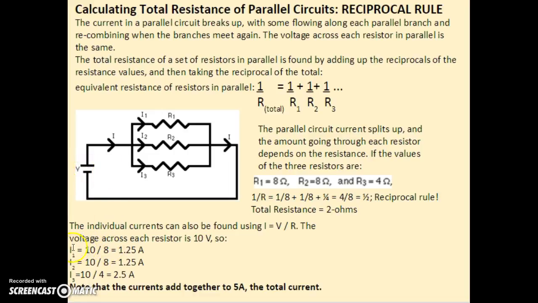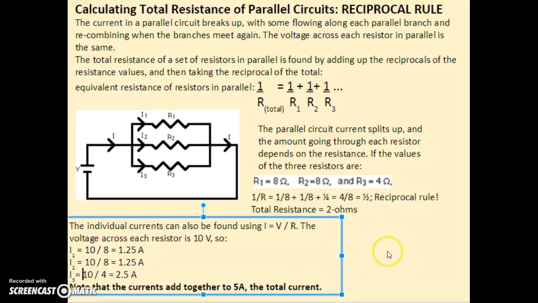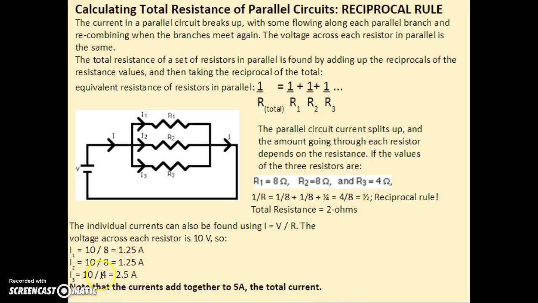So you would find that my current across branch 1 is going to be 10 volts divided by 8 ohms, which is 1.25 amps. Across branch 2 is 10 volts divided by 8 ohms, which is 1.25 amps. And my current over branch 3 is 10 volts divided by 4 ohms, which is 2.5 amps. So my total current is going to be 5 amps. So I get there the same way. I can just do the process using the reciprocal rule.